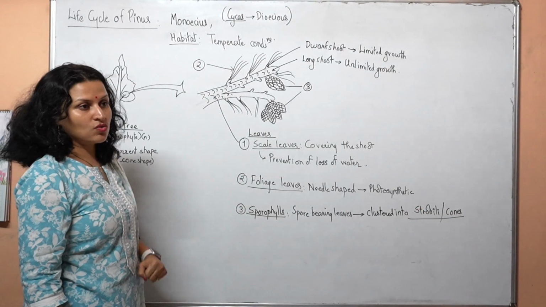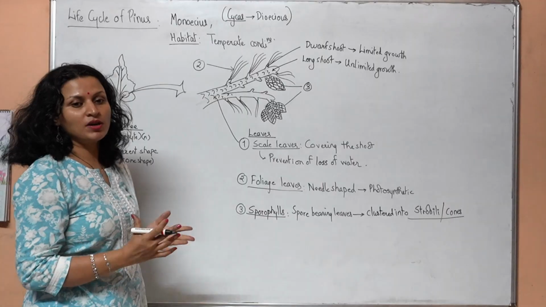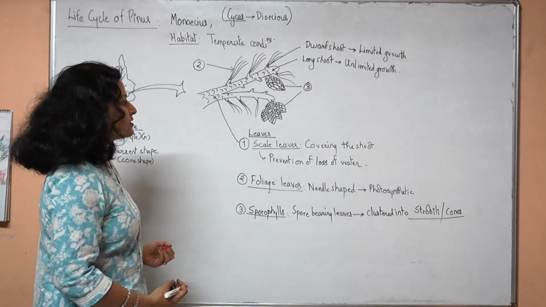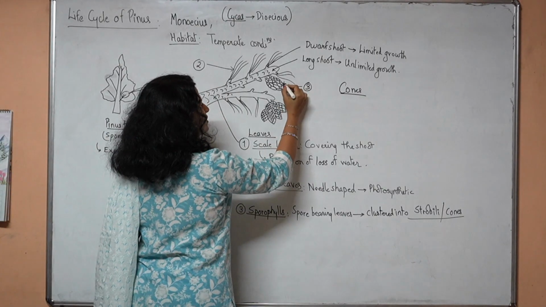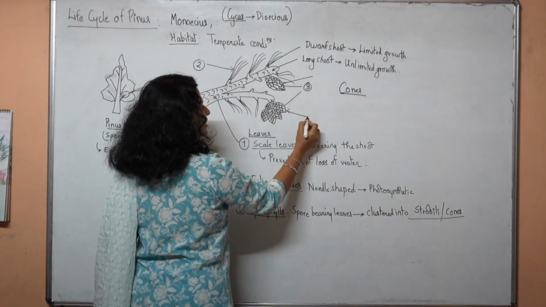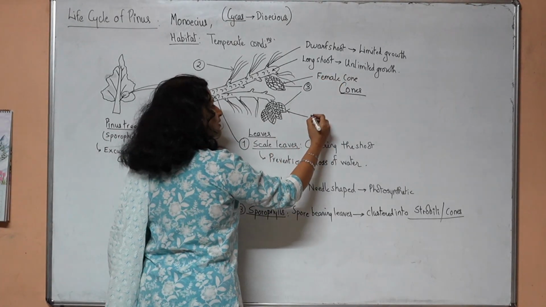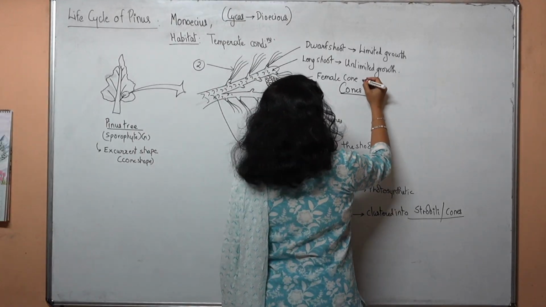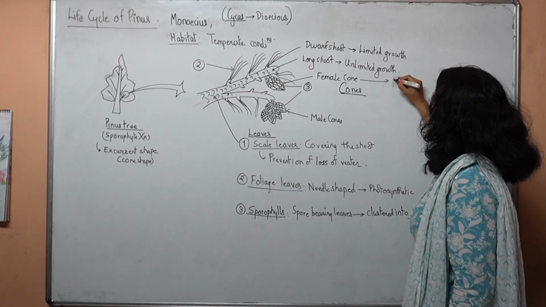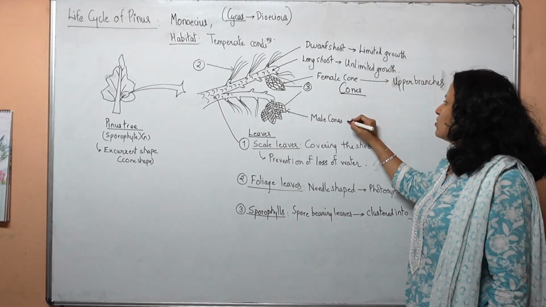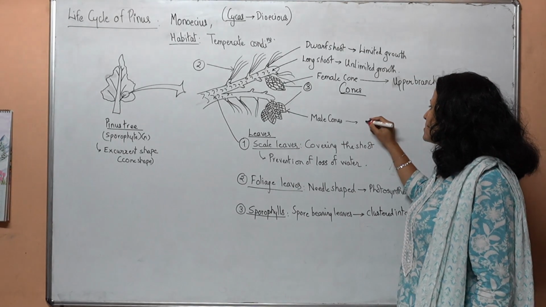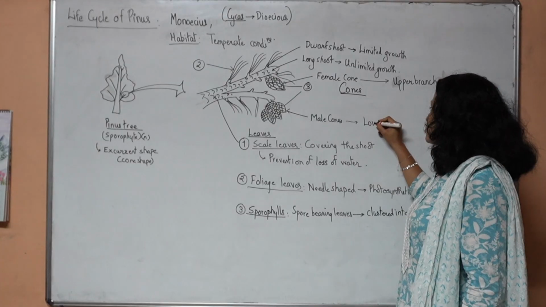Now we will talk about the cones, because here is where the reproduction is all going to take place, isn't it? Two types of cones are observed here. This is the first type of cone and this is the second type of cone. This first type of cone is the female cone and the second one is the male cone. So if I have to describe the female cone, it is usually present on the upper branches, and the male cones, which usually occur as clusters, occur on the lower branches.